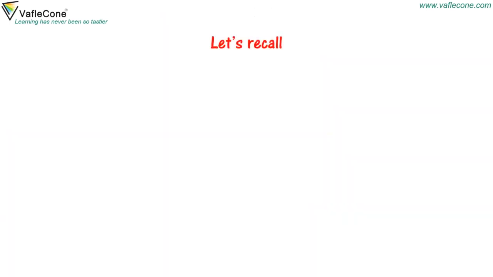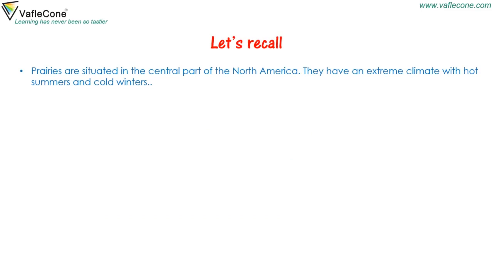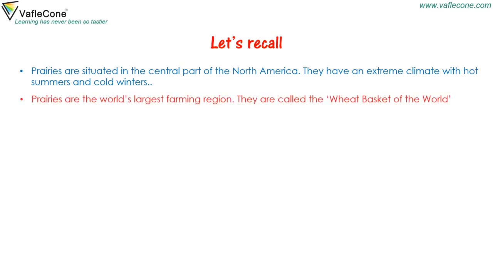Now let's recall. Prairies are situated in the central part of North America. They have an extreme climate with hot summers and cold winters. Prairies are the world's largest farming region. They are called the wheat basket of the world.